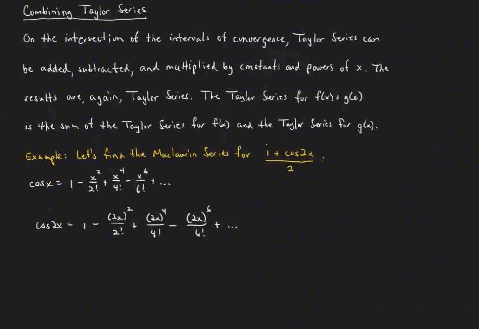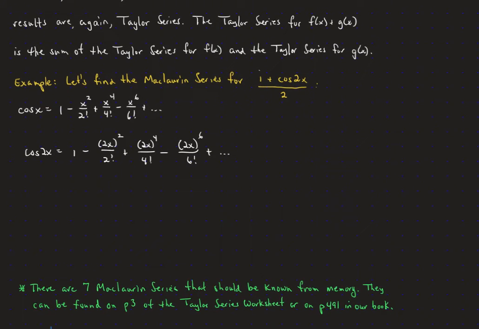So I'm going to slide up a little bit here. So then we're going to get 1 plus cosine 2x. Means we're just going to add 1 to that. So adding 1 will combine with the other constant. So it'll become 2 minus (2x) squared over 2 factorial, plus (2x) to the 4th over 4 factorial, minus (2x) to the 6th over 6 factorial, and on and on. And then we will finally divide everything by 2.